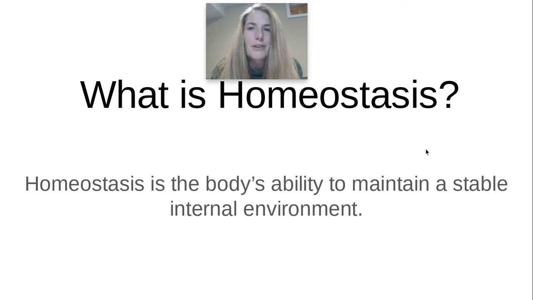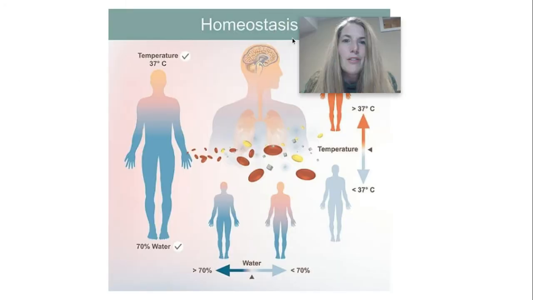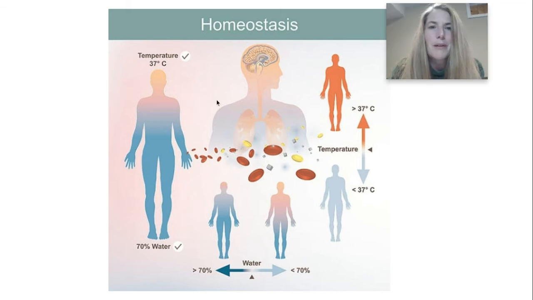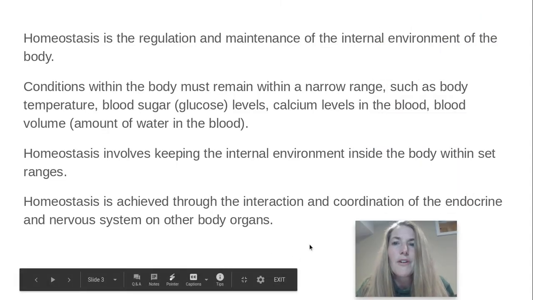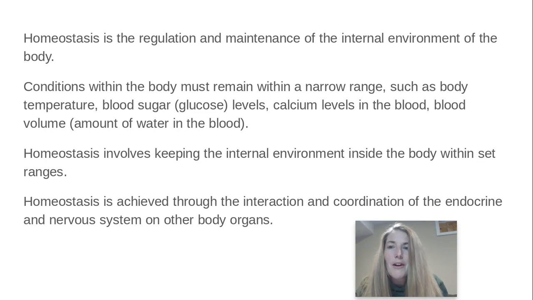Homeostasis is your body's ability to maintain a stable internal environment. The body has to be able to keep its temperature the same or within a narrow range inside. It has to keep the amount of water within a range. It has to keep lots of different values. So homeostasis is the regulation and maintenance of the internal environment of the body. The conditions within your body have to remain within a narrow range, such as temperature, blood sugar, calcium level, and the volume of water in your blood. So that's why you have to drink certain amounts.